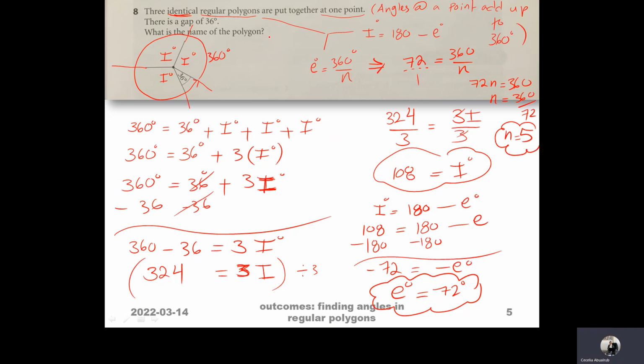and the polygon that has 5 sides, it's called what? Octagon. It's called pentagon. Pentagon.